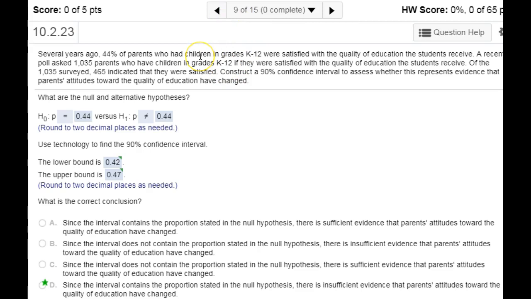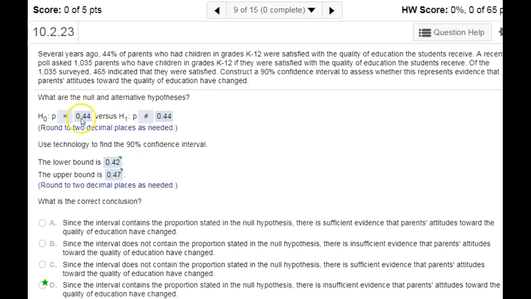For number 9, working through another story problem with proportions. In this example, we're seeing if people's opinions have changed over time. So several years ago, 44% of parents who had children in grades K through 12 were satisfied with the education. We want to see if that satisfaction level has changed.